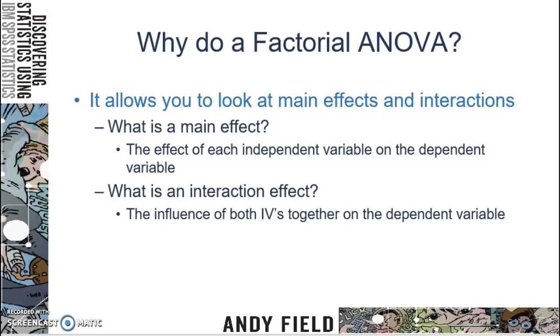So when you do a factorial ANOVA, what it does is it looks at each independent variable on the dependent variable, and this is what's known as a main effect. So the effect of each independent variable on the dependent variable. And then it's also going to give you what is called an interaction effect, and it's the influence of both independent variables together on the dependent variable.